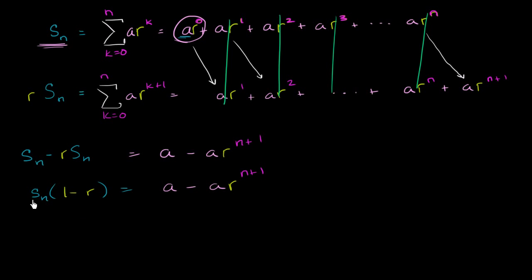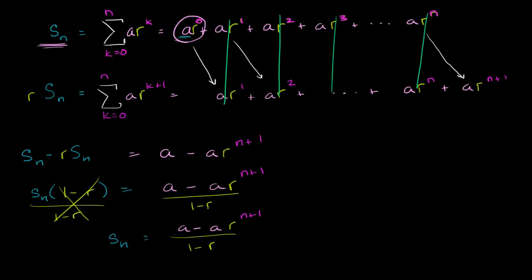And so to solve for S sub n, we just have to divide both sides by 1 minus r. And so we are left with, if we assume r is not equal to 1 in this case, S sub n is equal to a minus a times r to the n plus 1 over 1 minus r. And you say, hey, Sal, well, why is this at all interesting?